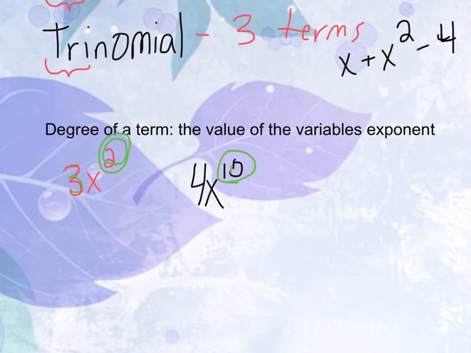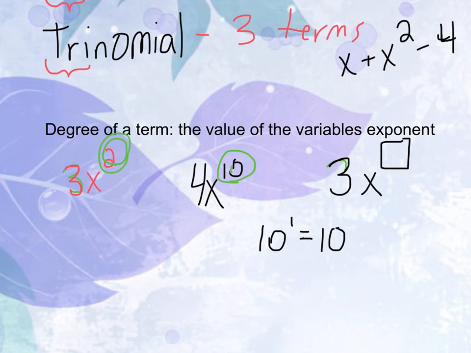Now, two weird cases that are important here is when you're looking at x and there is no visible exponent. For example, 3x. And you might be wondering, well, there's nothing written here. What's the value of its exponent? And it's actually 1, because anything to the power of 1 is itself. For example, 10 to the power of 1 is just 10.